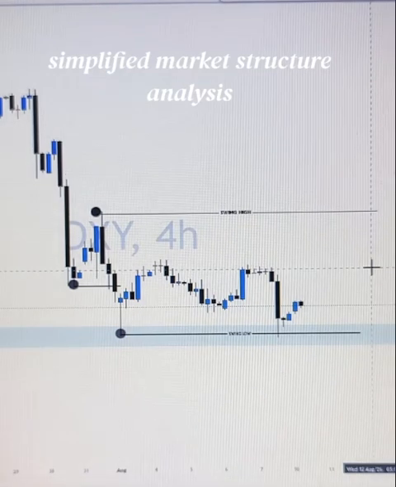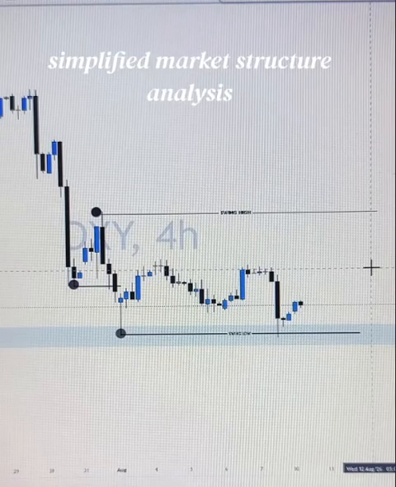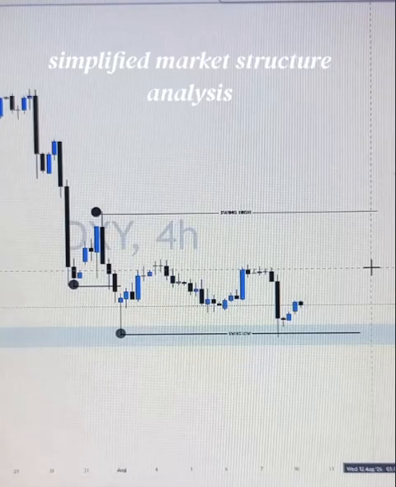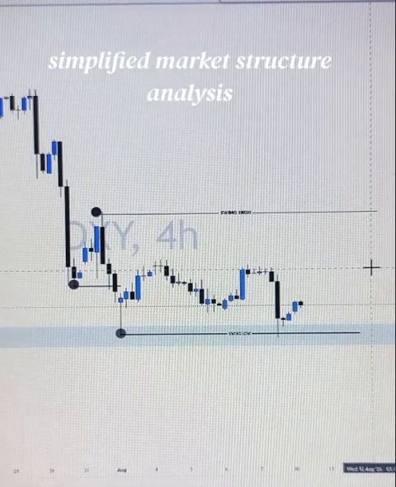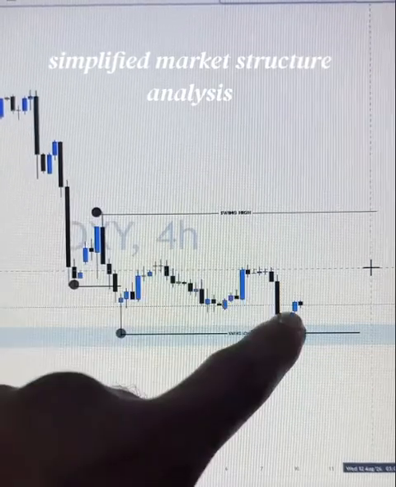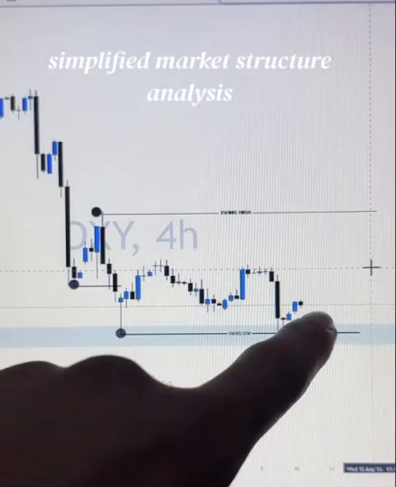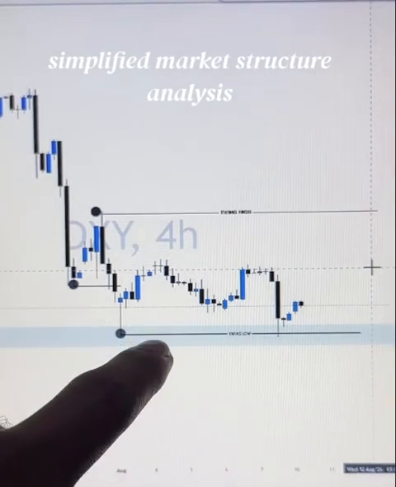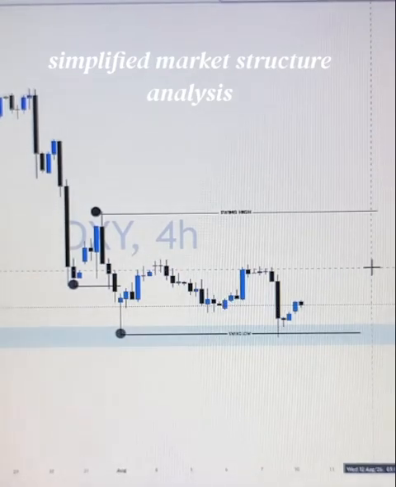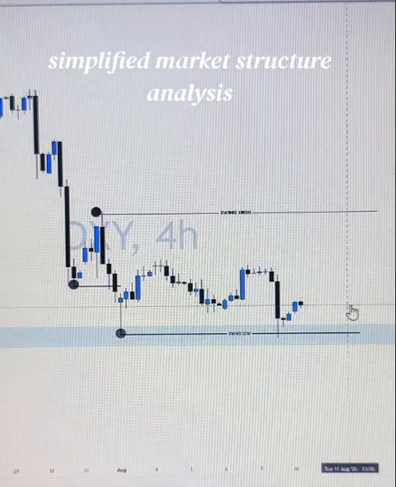Remember what we are training here is market structure and time frame alignment. Market structure means the direction of the market, which is bearish. Time frame alignment means two time frames saying the same thing. Now, our daily is bullish, but 4 hour is bearish, and 4 hour is already at the key level of daily. What do we want to see? We want to see 4 hour aligning with daily.